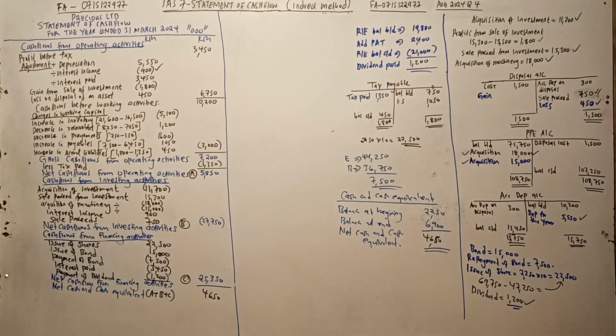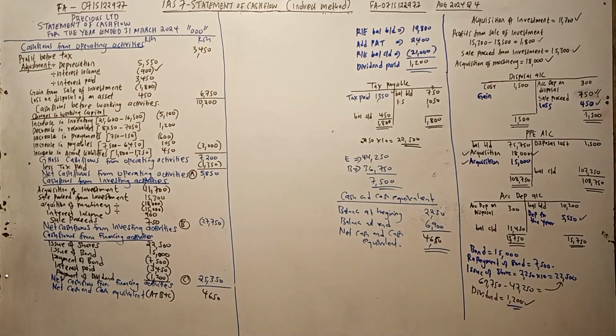Let us confirm. So 5850 minus 27,750 plus 25,350. So we have 3450. Kumaanisha it is not balancing. So let us see the difference. Minus 4650, the difference is 1,200.